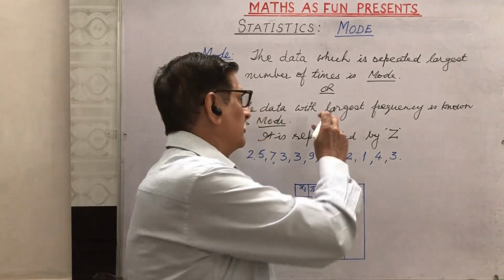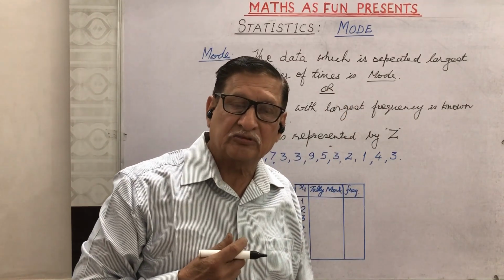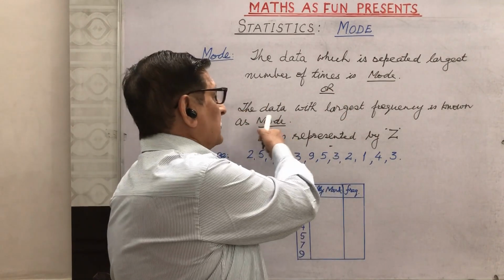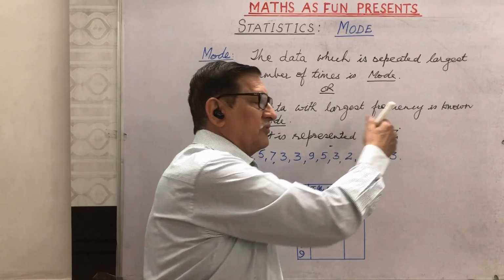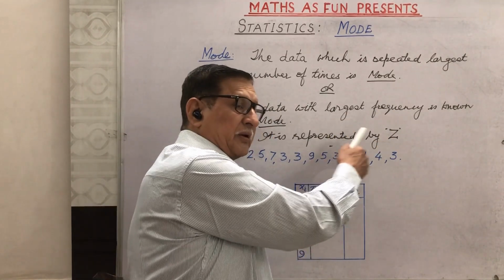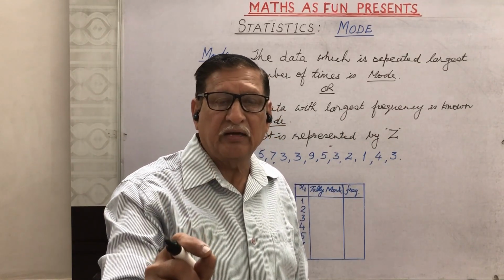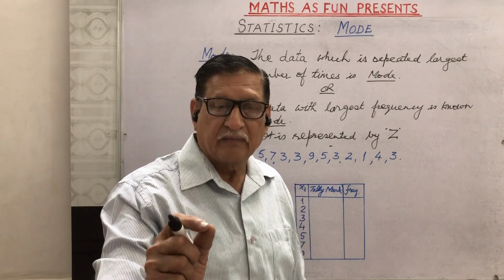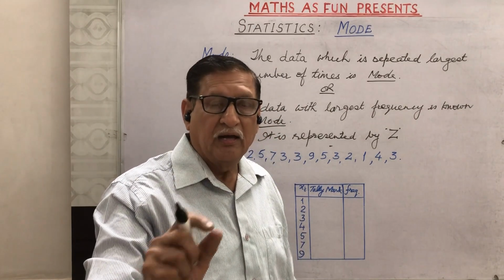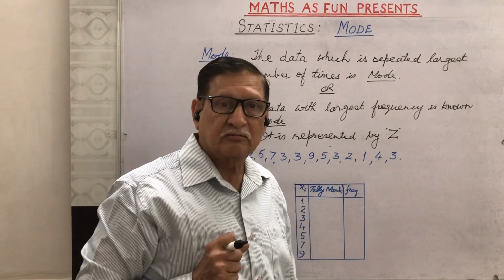The same way here also we say that the data which is repeated the largest number of times, or the data with the largest frequency, is known as the mode. It is represented by capital Z. So we learned that mean is represented by X bar, median by M, and mode is represented by Z.